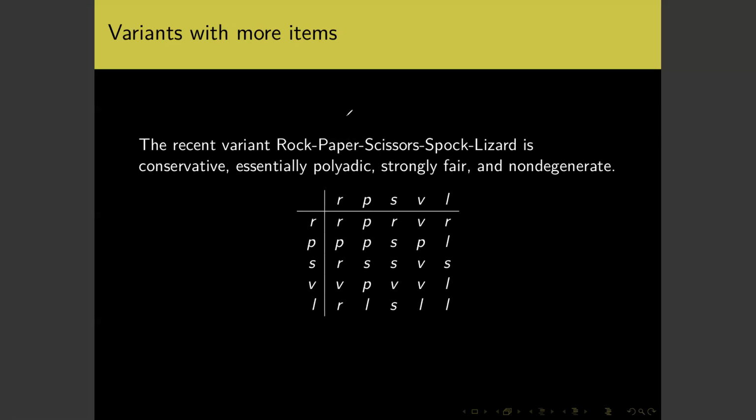There's a more recent variant of rock, paper, scissors, which is rock, paper, scissors, Spock, lizard. I can't remember the rules for this one off the top of my head, but the corresponding magma is depicted here with V for Spock, for Vulcan, and L for lizard. This game is actually like rock, paper, scissors in the sense that I've defined previously, in that it's conservative, essentially polyadic, strongly fair, and non-degenerate. Okay, so one can verify that this magma has all of those properties.